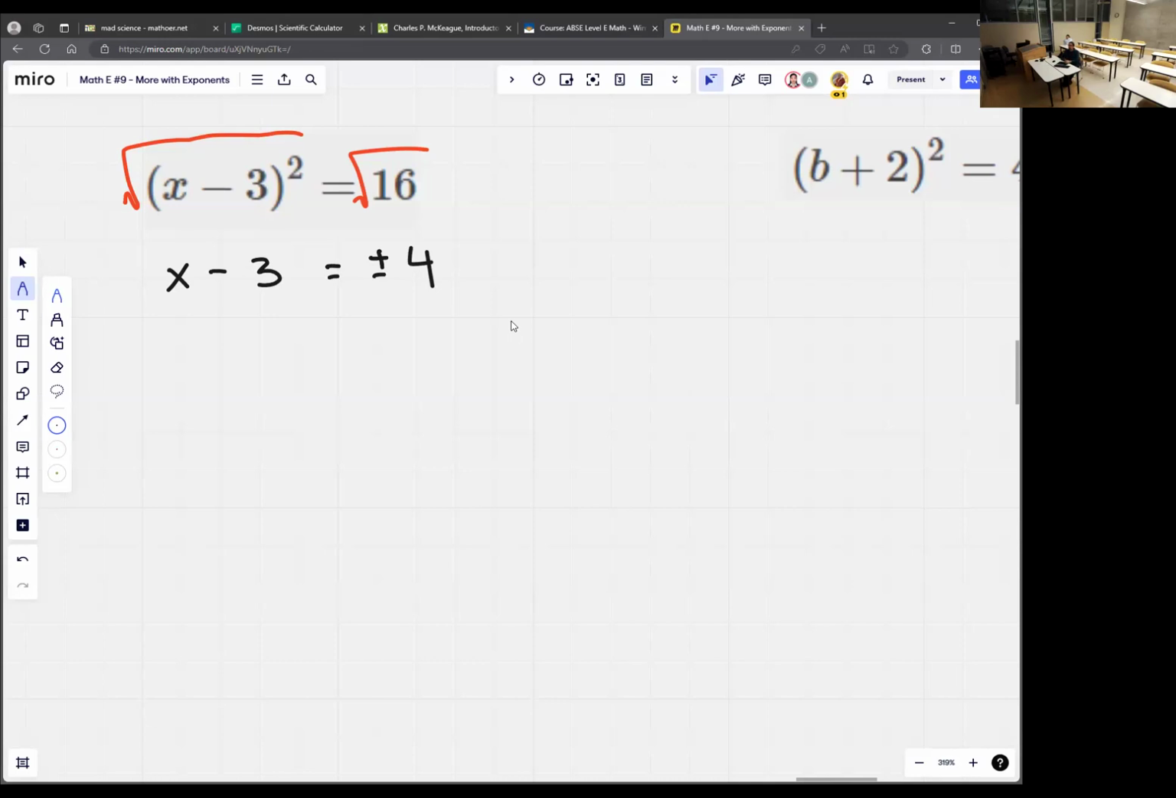How do I finish? Move minus 3 to the other side. So x equals 3 plus 4, which is 7, or x equals 3 minus 4, which is -1. And we can always check. If we put 7 in, 7 minus 3 is 4, 4 times itself is 16, that works. If we put -1 in, -1 minus 3 is -4, and that times itself is also 16, so yeah, we're good.